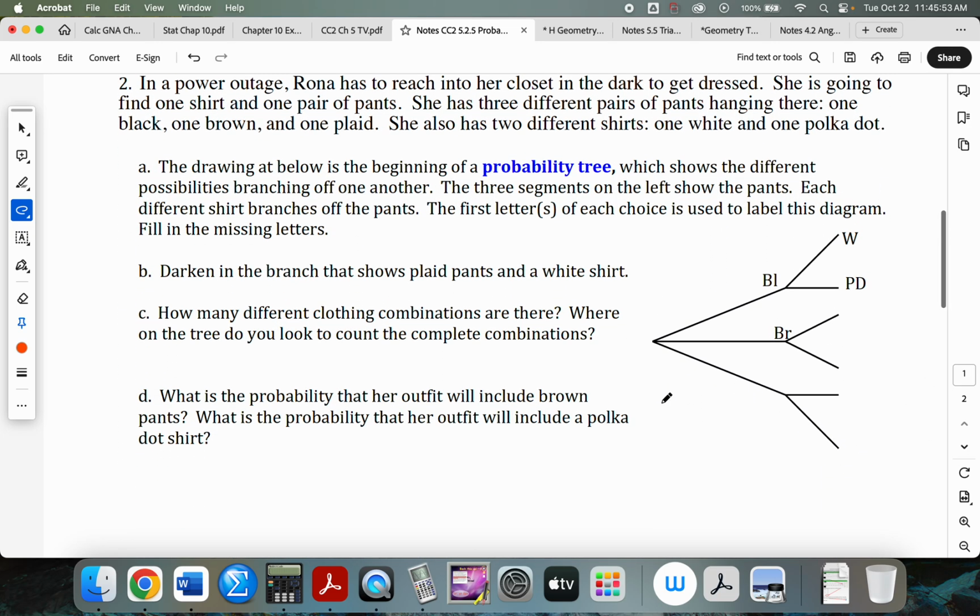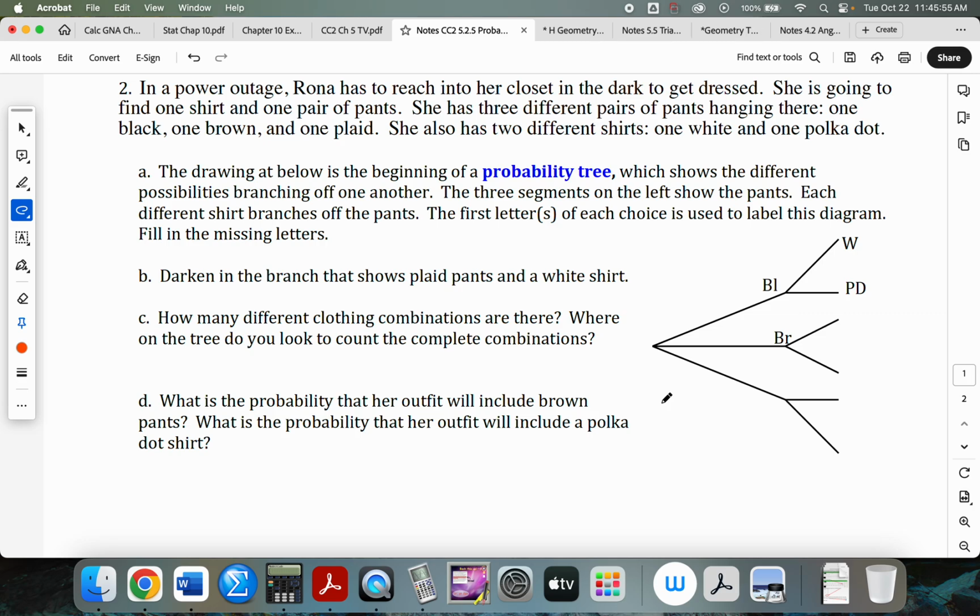All right. So now let's look at, well, what if we have more than 2 events happening? So in a power outage, Rona has to reach into her closet in the dark to get dressed. She's going to find 1 shirt and 1 pair of pants. She has 3 different pairs of pants hanging there: 1 black, 1 brown, and 1 plaid. She also has 2 different shirts that are hanging up, one white, and 1 polka dot. Now this time we're just doing 2 events still, right?